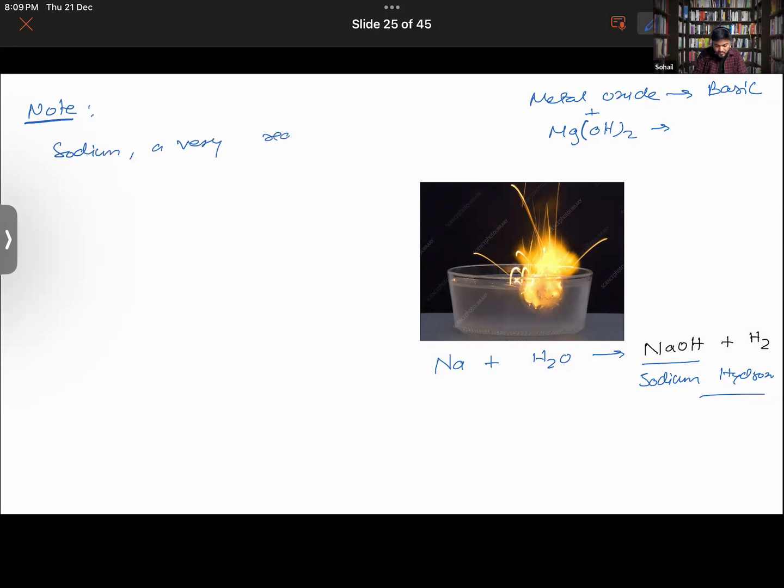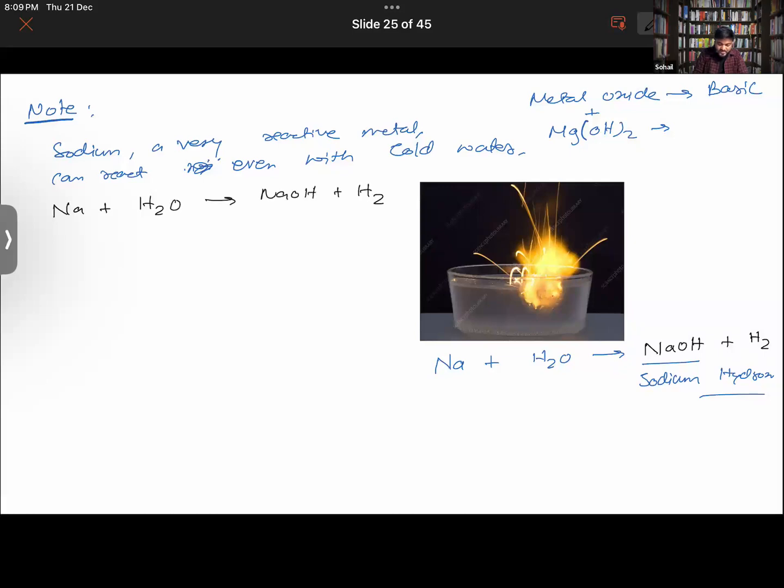So remember this, a few important points to note here: sodium, a very reactive metal, can react even with cold water. And the reaction was as follows: Na plus H2O gives NaOH plus hydrogen gas. And the sound that you hear, as Arhan was saying, is due to the pop sound produced by this hydrogen gas. Hydrogen gas एक pop sound create करता है, right?